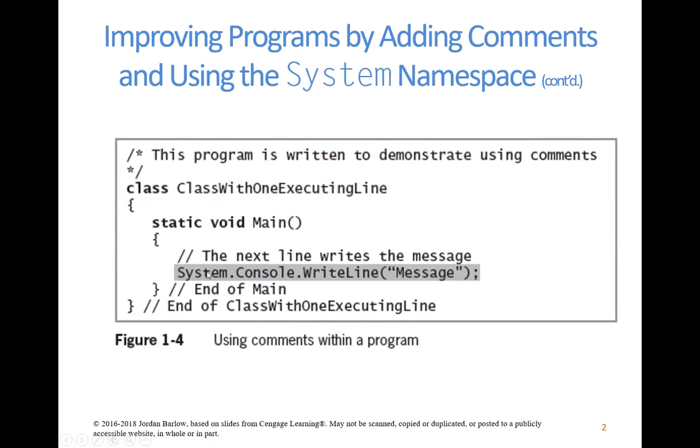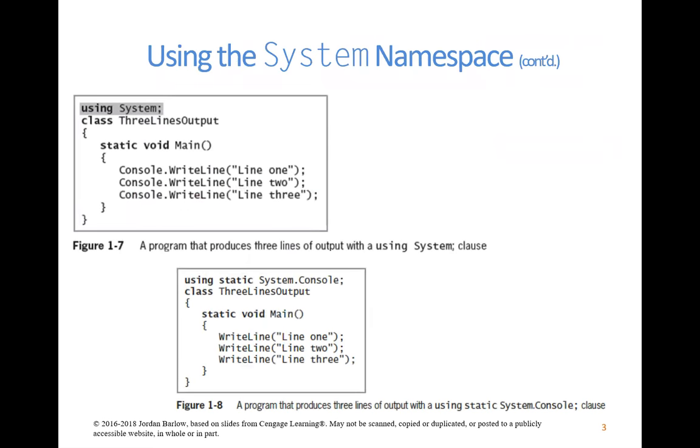A namespace is a group of classes. So the system namespace includes the console class as well as several other classes. We can use that information to make our code more efficient by incorporating the using keyword. These examples from the textbook show how you would do this.